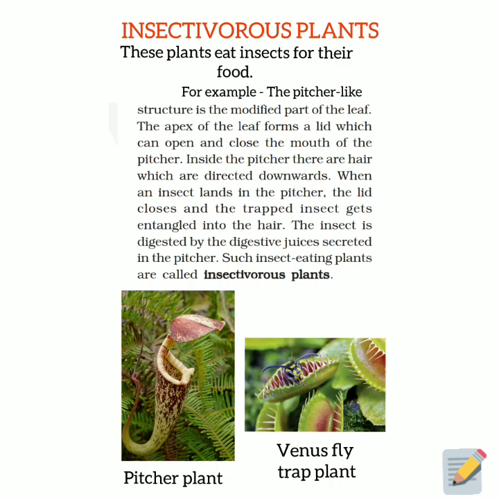Inside the pitcher, there are hairs which are directed downwards. When an insect lands in the pitcher, the lid closes and the trapped insect gets entangled in the hair. The insect is digested by the digestive juices secreted in the pitcher. Such insect-eating plants are called insectivorous plants. As you can see in the picture class, there are two pictures given of insectivorous plants. The first one on the left side is the pitcher plant itself, and the second one on the right side is the Venus flytrap plant.